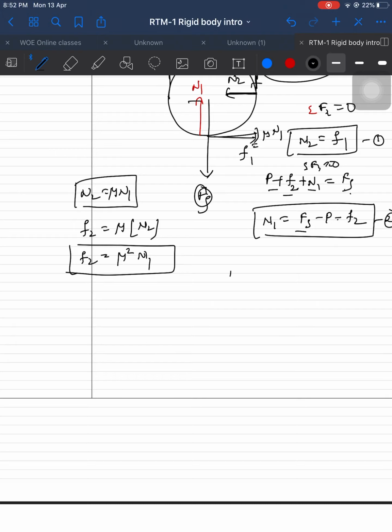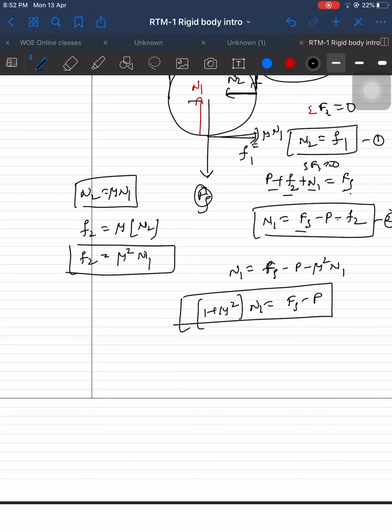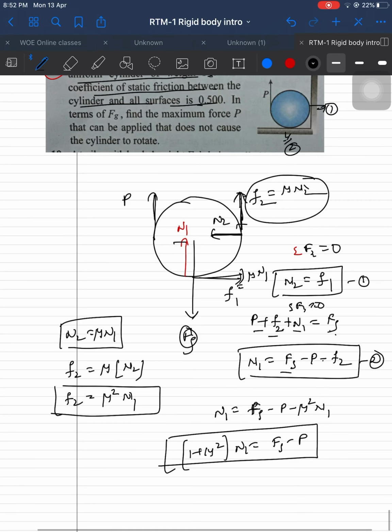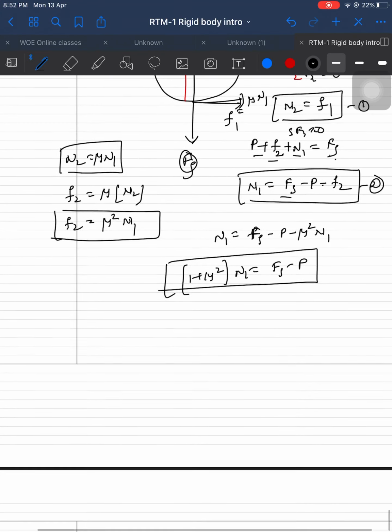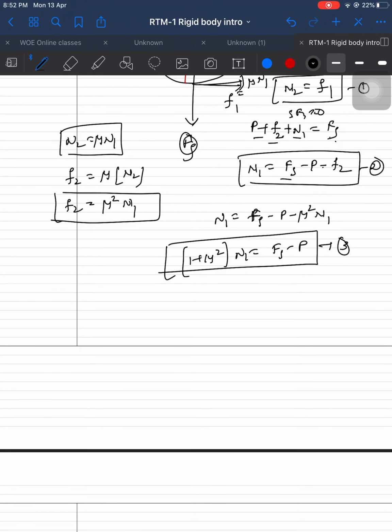Let's substitute here. N1 is equal to gravitational force minus P minus mu square into N1. 1 plus mu square into N1 is equal to gravitational force minus P. Okay, so this is the first expression. F2 is equal to mu square into N1. Force balance is done. Third expression.